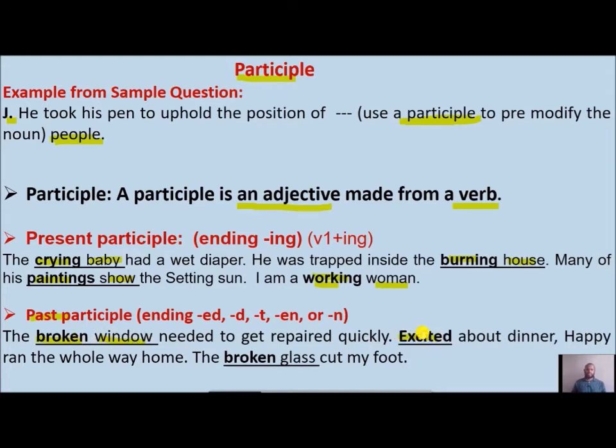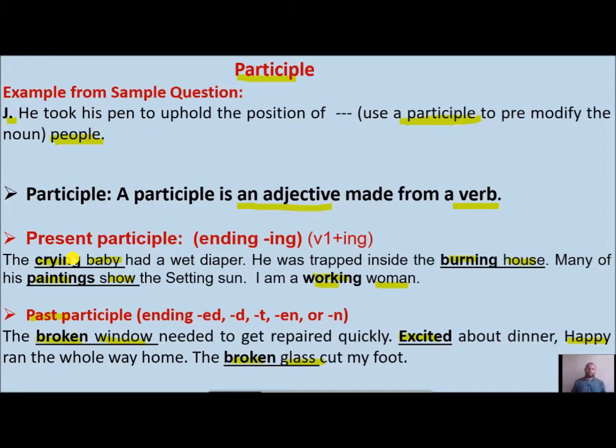Then excited. Excited about dinner, Happy ran the whole way home. Here it's describing this noun Happy, and how is Happy? She is very excited. Okay, here excited is a participle, and we know it is a past participle. And broken glass, it's modifying the noun glass. This is why broken is also a modifier.